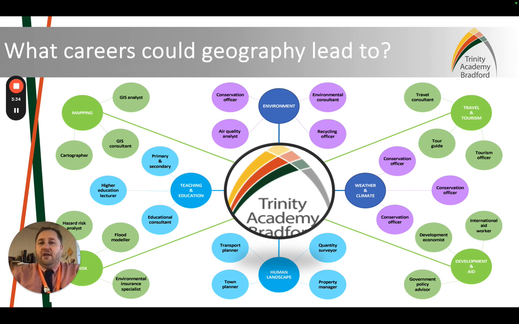There are lots of careers that geography could lead to, and I won't read them all out, but there is a large variety of different careers that geography could be applied to and could be part of.